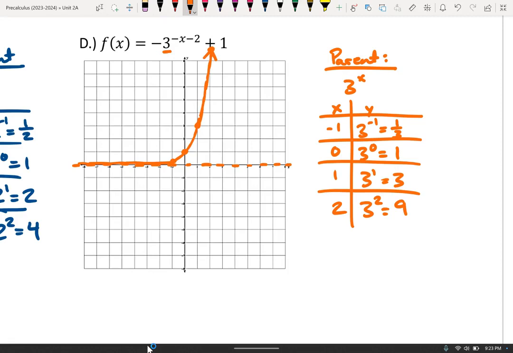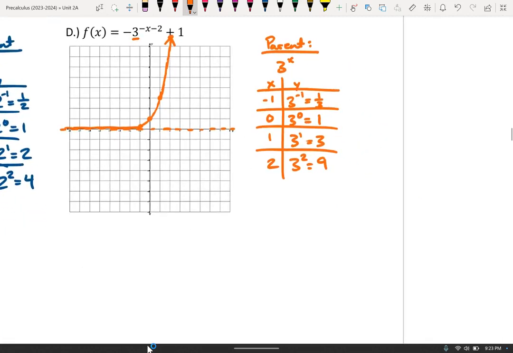Okay. So let's go ahead and identify our transformations and apply them to our graph. So we have f of x is equal to -3 to the negative x minus 2. Now, we talked about this in our previous transformation unit back in 112. If I have a b value there, I'm going to go ahead and factor that out. So that'd be negative, and then x plus 2, and then plus 1.